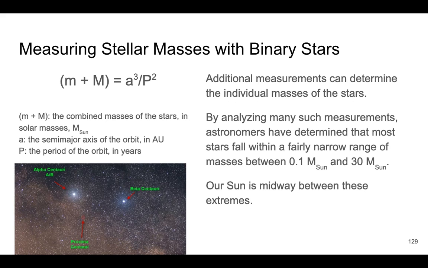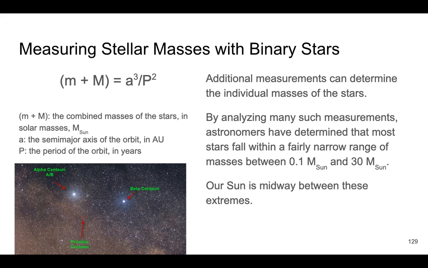So yeah, we can now measure the masses of stars using binaries. There are other ways, again, as I keep saying, that you can determine the individual masses of the stars. Through this kind of measurement, we determine that most stars have a fairly narrow range of masses. Most stars are going to be between 0.1 times the mass of the sun and about 30 times the mass of the sun. That may not seem like a small range, but it is. You're within an order of magnitude of the sun either way.